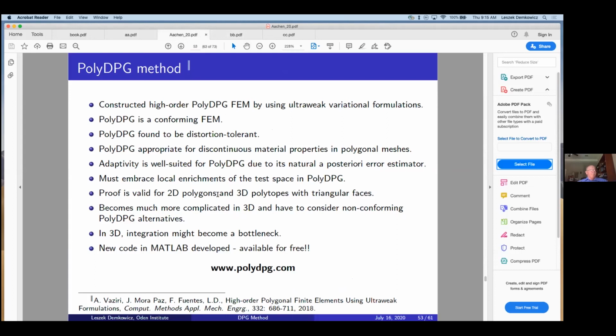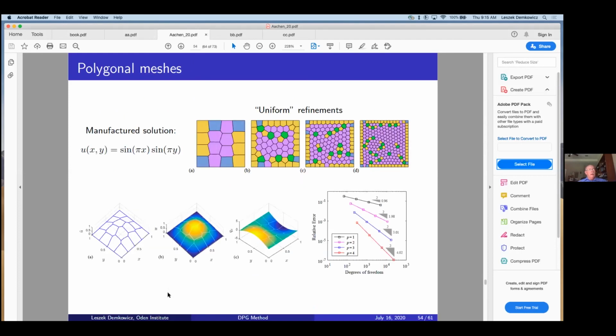We published a paper first in 2D, and that paper comes with a MATLAB code that is in the public domain if you want to play with that. And the subject of this poly DPG became later a PhD subject of Jaime Mora, who is going to speak this afternoon. And if you listen to him, he will show you some 3D computations. It was a big jump from 2D to 3D. But here in my presentation, I only have a 2D picture.